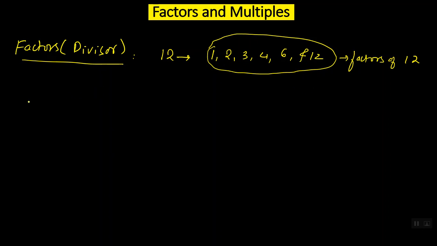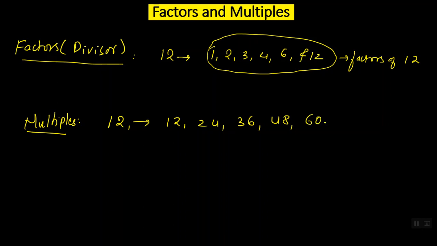Okay. Now, what are multiples? Multiples are the numbers that result from a given integer being multiplied by another integer. Let me make it simpler. What are the multiples of, let's take 12? The multiples of 12 are 12, 24, 36, 48, 60, and so on.